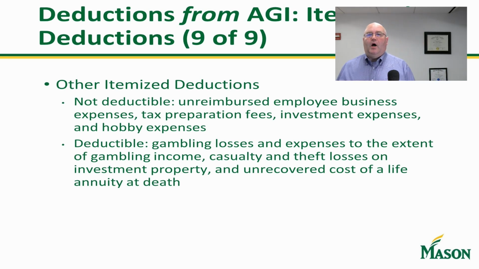Okay. And then you can also have unrecovered costs of a life annuity. So what does that mean? You're getting ready to go to retirement, and the biggest fear that everybody has in retirement is running out of money before they die. So they buy these things called life annuities. Now, if you do a life annuity, there's kind of a gambling aspect to this. Okay. And I don't mean it in a negative connotation, but there's a gambling aspect to this.